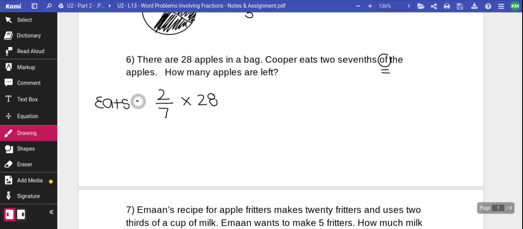Now, I'm a big believer we have to label as well here. That's how much he's eating. Now, you would crunch that for me just like we did to start today. Does anyone know what 2/7 of 28 is? Yes. It is 8.